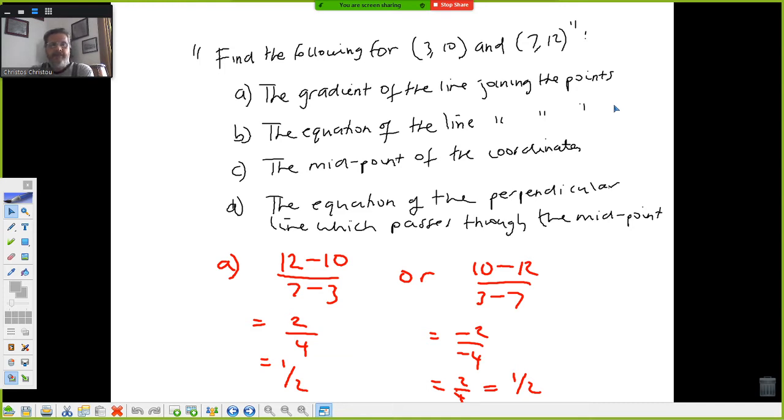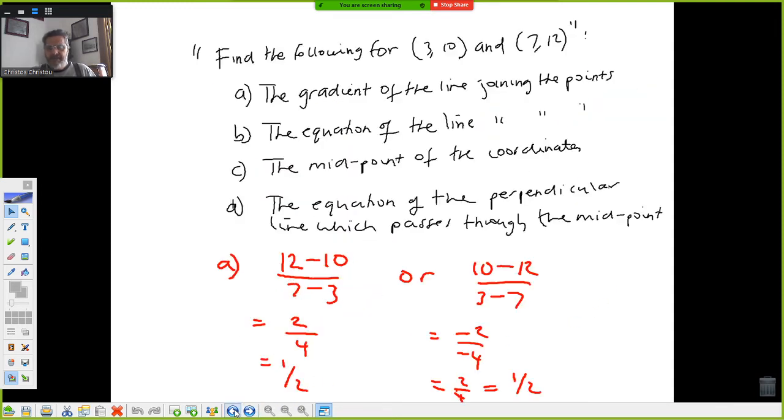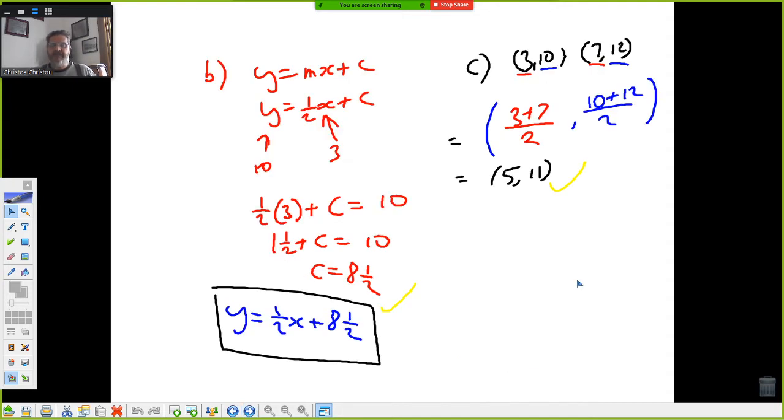So, yeah, they broke it down for you bit by bit by bit. So I'm trying to do the same. So the gradient of the line that joins these 2 points is 1/2. Okay, and part B says, work out the equation of the line. Well, it's good practice to do it anyway, because they might ask you to take it that far and no further. So this is grade 6.